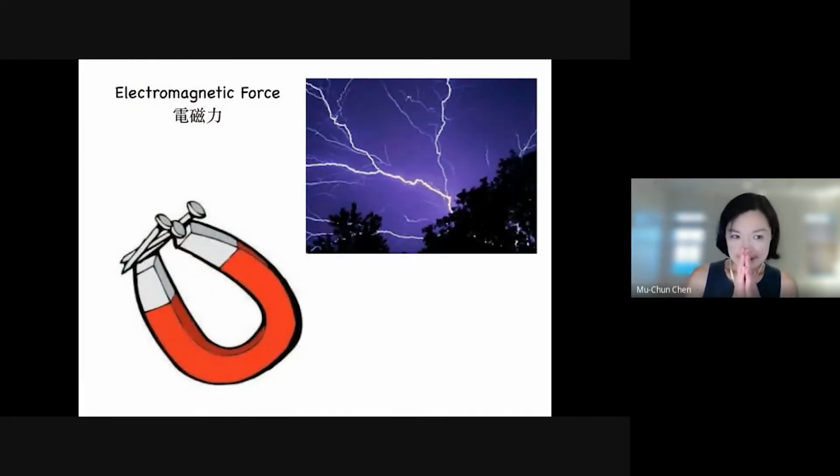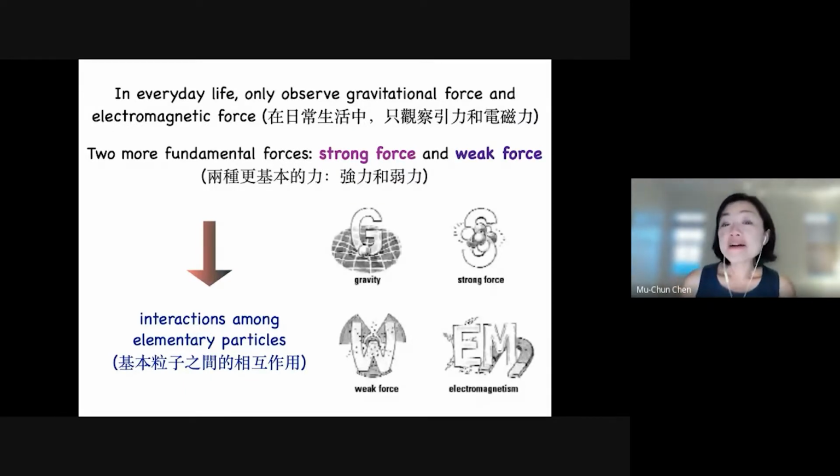Another force which is familiar to us is the electromagnetic force, the 电磁力. So this, of course, is relevant for explaining phenomena such as lightning, 闪电, and it also explains why there's the attraction between the magnet, 磁铁, and the nails, right, the metal. So in our everyday life, we only observe the gravitational force and the electromagnetic force. But there are 2 more fundamental forces, even though we don't see them with our eyes, but they exist. And these are the so-called strong force, 强力, and weak force, 弱力. And together, these are responsible for the interactions among the elementary particles.